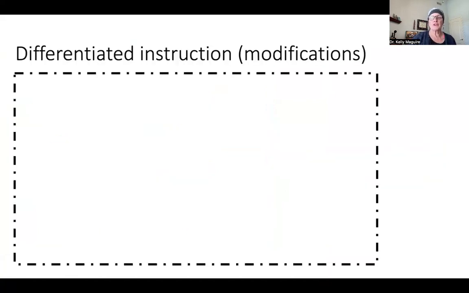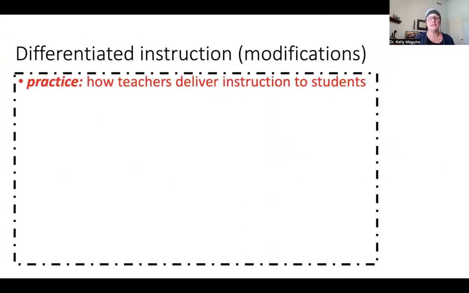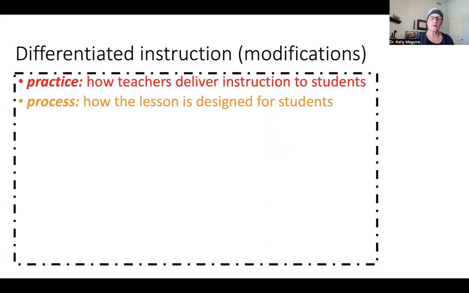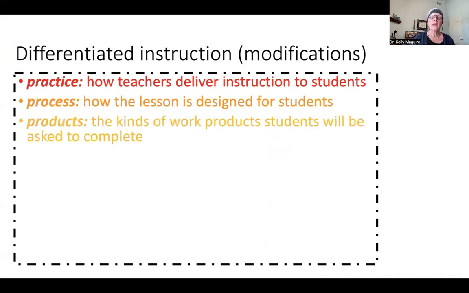Some of the modifications that we would do in a classroom when we differentiate would be practice. And this is just how a teacher would deliver the instruction to the students. We also have process, and that's how the lesson is designed for the students. We have the product, that would be the end result. That's the kind of work that the student would be asked to complete, that end product.